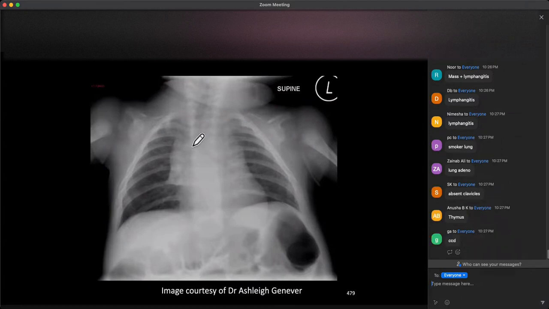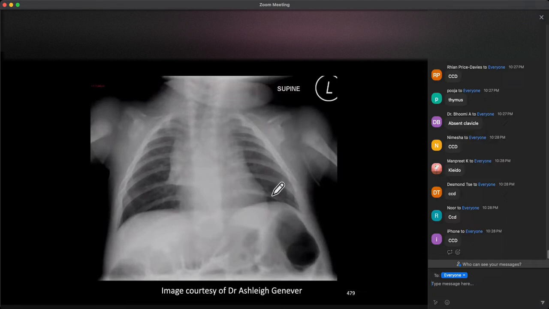What is wrong with this patient? That's the thymus. Sometimes it looks very alarming, but that's actually normal. The thymus tends to mold to surrounding structures. If you've never seen a thymus like that before, take it in because it's a bit alarming, but actually that is benign. Absent clavicles, well done. So there's no clavicle on the right and no clavicle on the left.